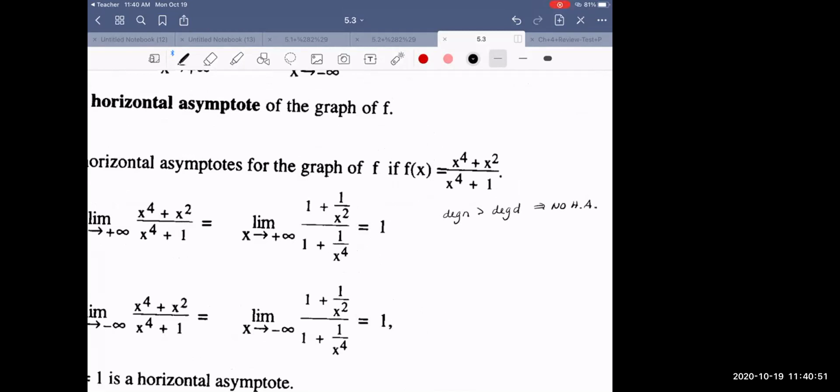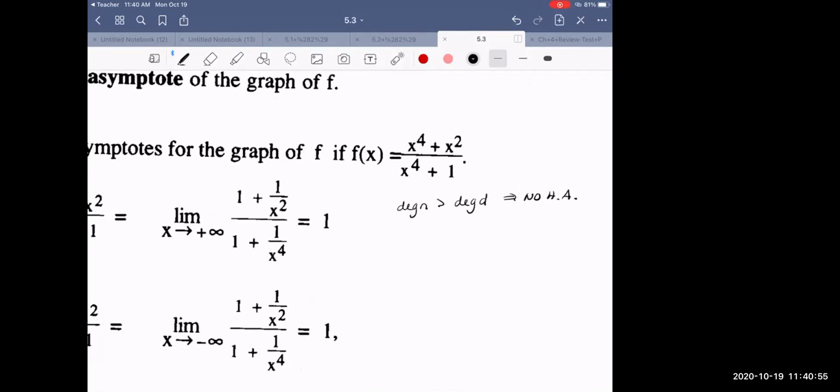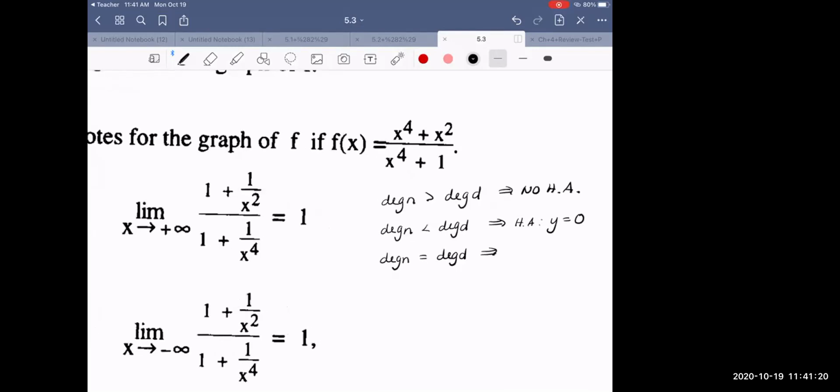Is that right? Do you remember that, people? And if the degree of the numerator is less than the degree of the denominator, then you had a horizontal asymptote, which is the line y equals 0. Yes? And if the degree of the numerator is equal to the degree of the denominator, then the horizontal asymptote is the ratio of leading coefficients.